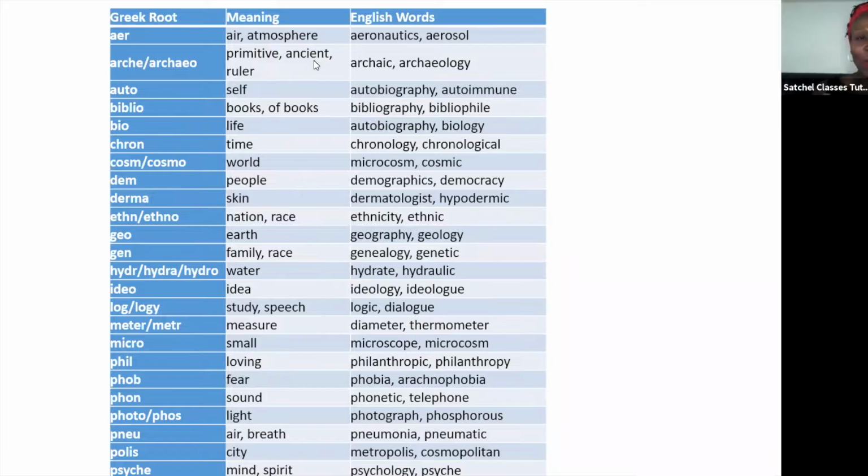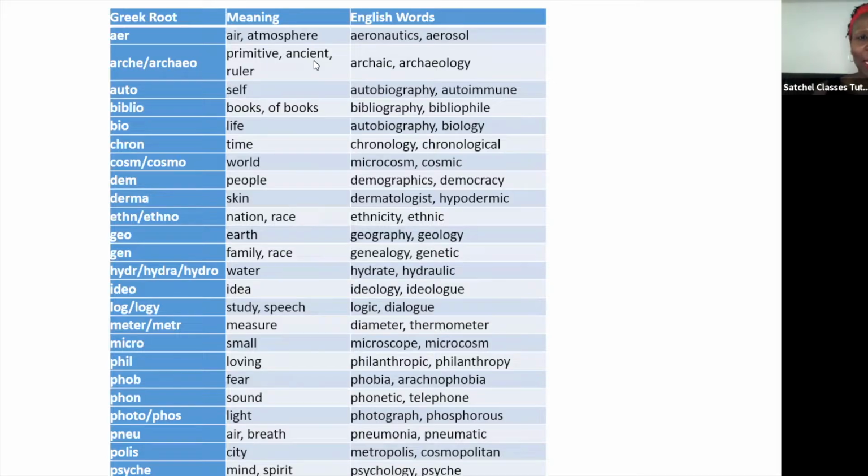We have words like derma, dermos, which is about skin. So you have hypodermic, which is underneath the skin, and dermatologist. We have words like logos or logi, which is about study and speech. So biology, which is the study of life. Philosophy is the love of learning. So some of those Greek roots are important to understand for the English language and understanding new vocabulary or unfamiliar words in context.